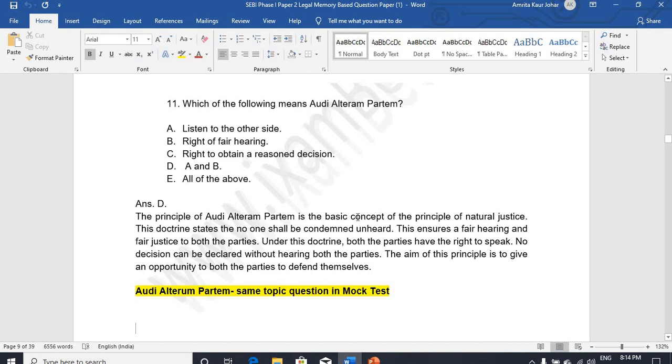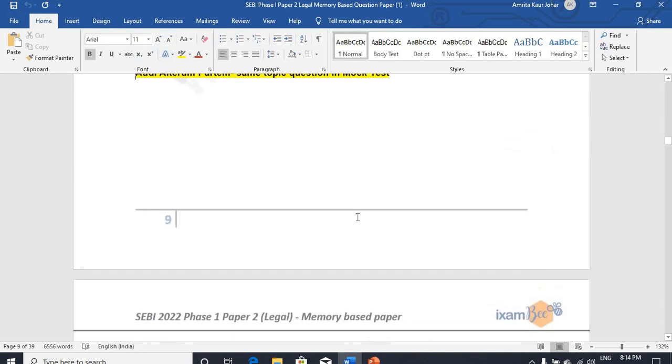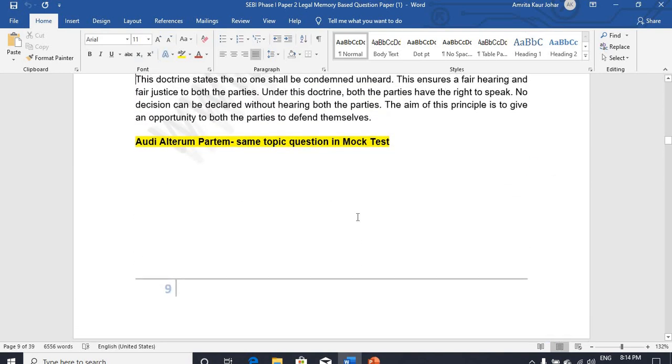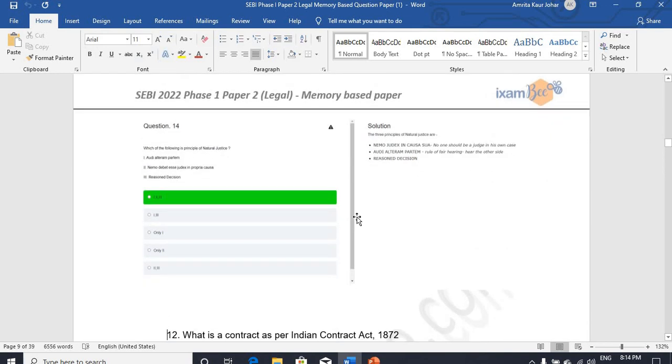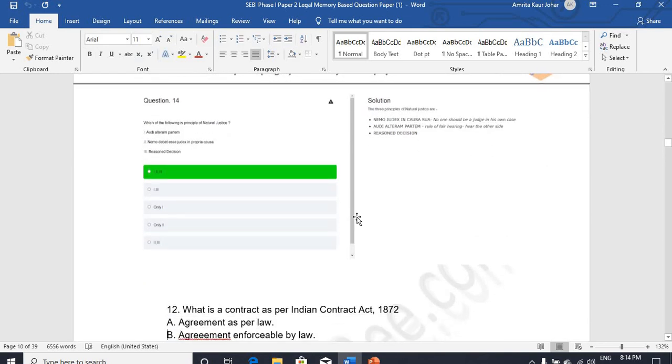बाकी भी principles of natural justice के दो principles हैं. The one which is recently evolved, reasoned decisions, that also you have to prepare, and nemo judex in sua causa is also important. Same topic question we have covered in our mock tests also, which you can see over here, the 3 principles of natural justice.